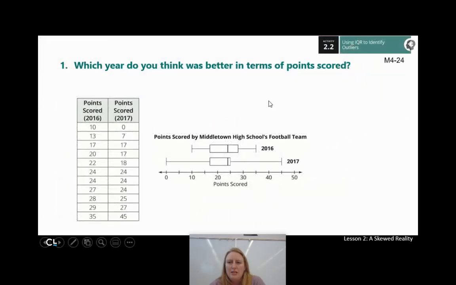So looking at these, and again, the table's great, but I know it might be a little more useful to use the box and whisker plots. Which year do you think was better in terms of points scored? Go ahead and hit pause, jot down your thoughts, hit play to keep going.